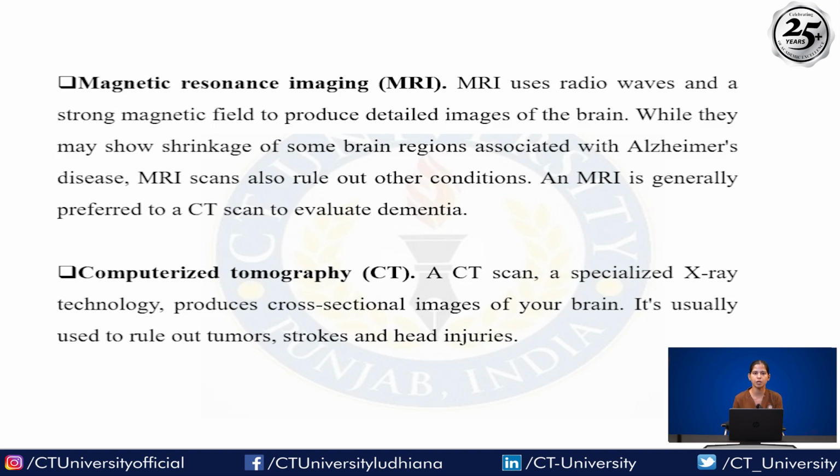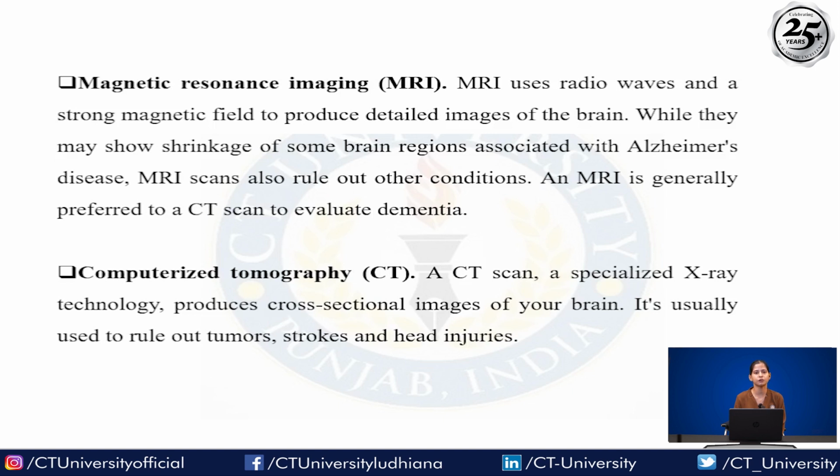If shrinkage of the brain occurs in an MRI, that means the person has a symptom of Alzheimer's disease, and maybe he or she will be diagnosed with that. An MRI also rules out other conditions, and is generally preferred to a CT scan to evaluate dementia. The next is a CT scan, a computerized tomography. It is a specialized X-ray technology which produces cross-sectional images of your brain. It usually rules out tumors, strokes, and head injury.